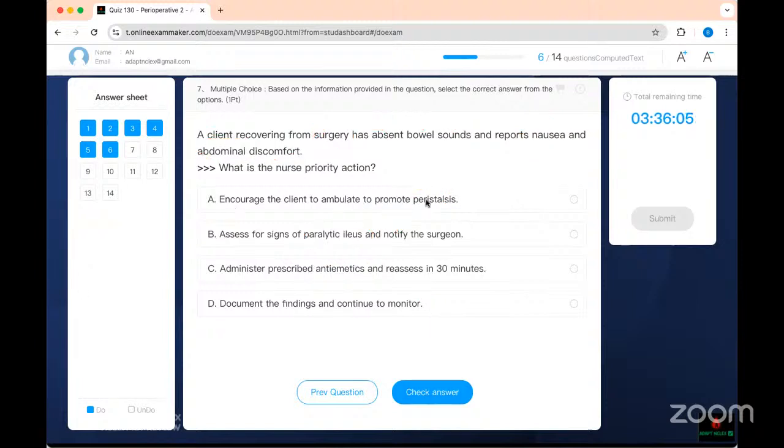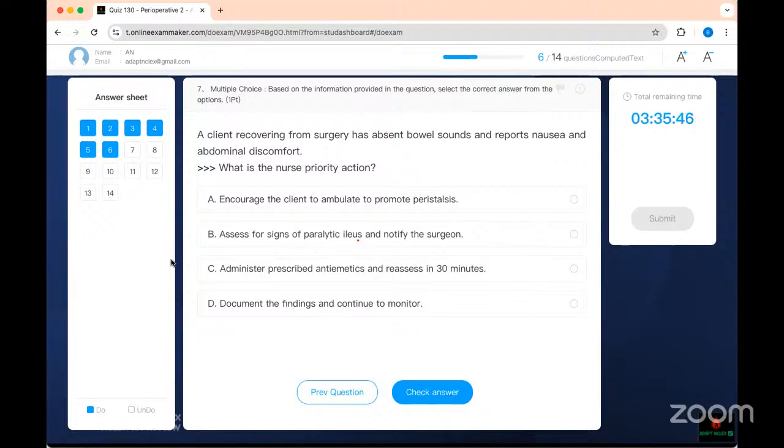So this one, number one, is intervening. It's a walk, it may help, but you don't know what is wrong with the patient. B says, hey, this may be paralytic ileus, and I let the surgeon know, and he can tell me what intervention we have to do.